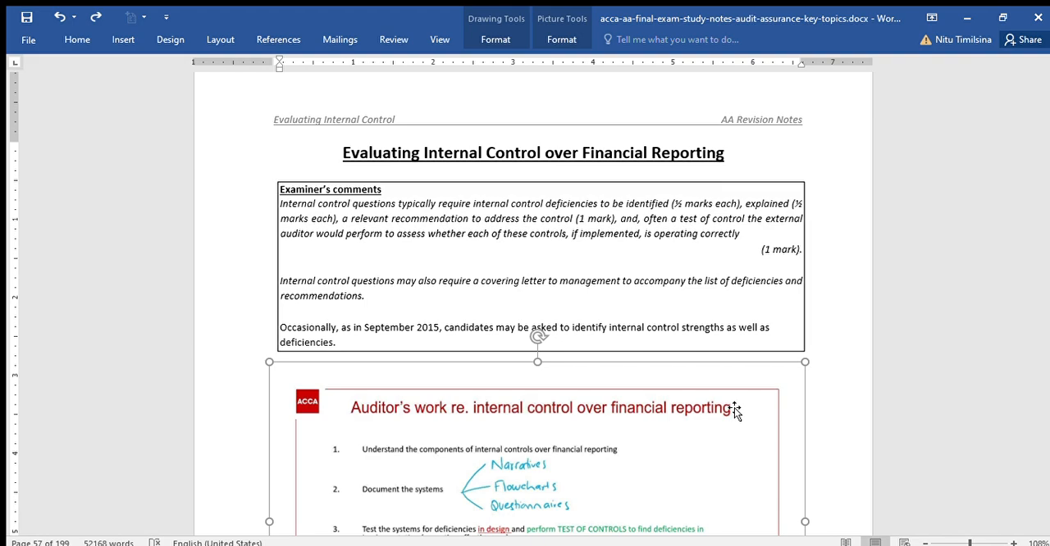Auditor work, internal control over financial reporting. Understand the components of internal control over financial reporting. Document the system.